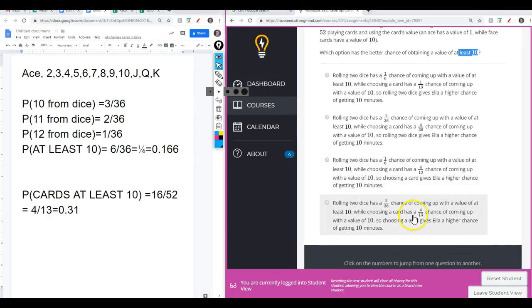Yes. So rolling the 2 dice has 1/6 of a chance of coming up with a value of at least 10, while choosing a card has 4/13 chance of coming up with a value of 10. So choosing a card gives Ella a higher chance of getting 10 minutes. That is correct, because 4/13 again came out to be 31%, while just rolling from the dice was only 16%. So that's how I would answer this question.